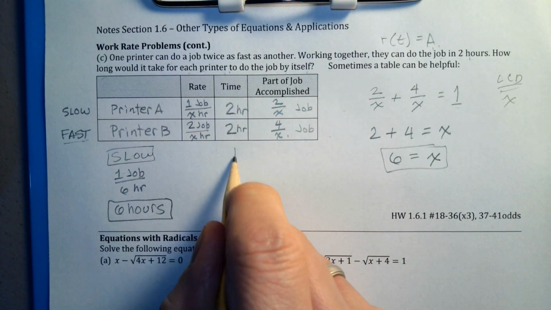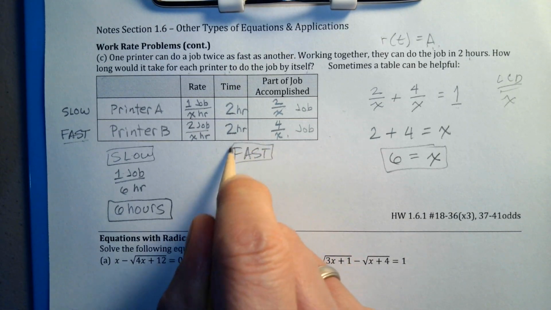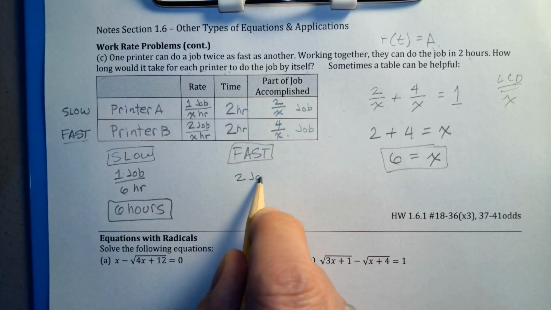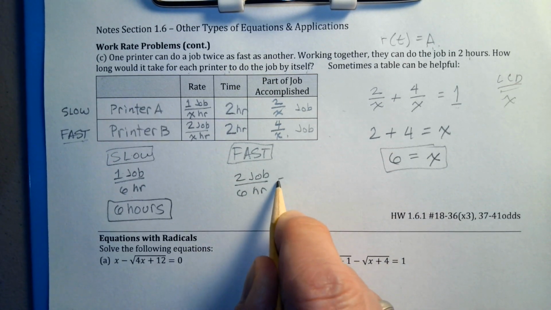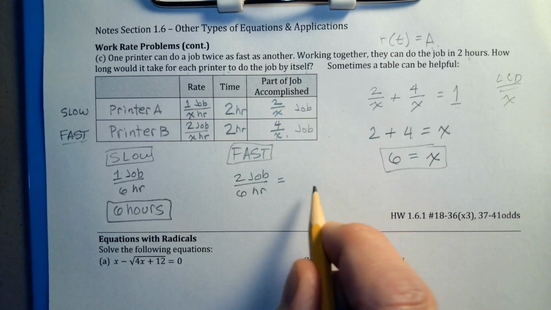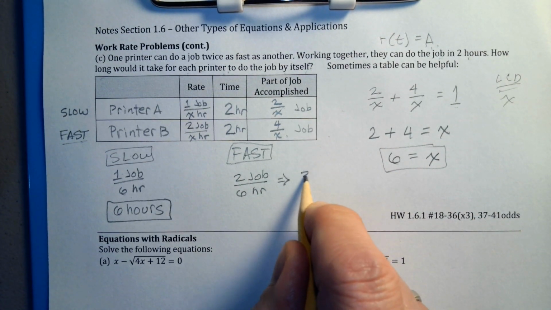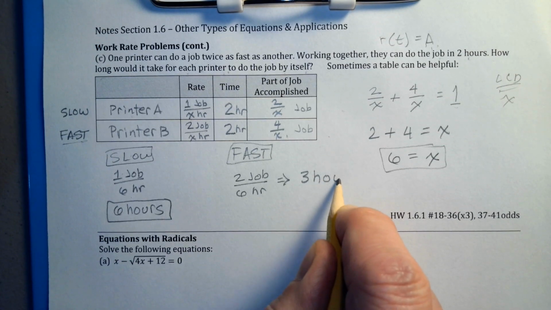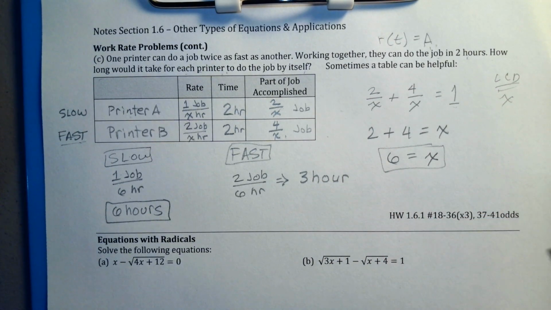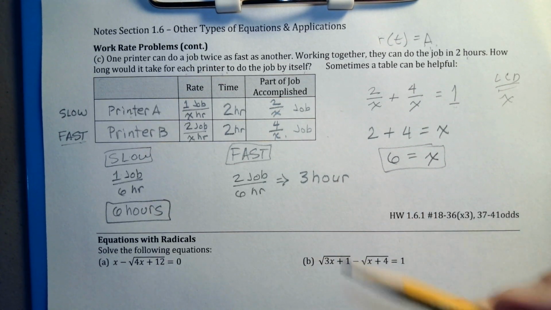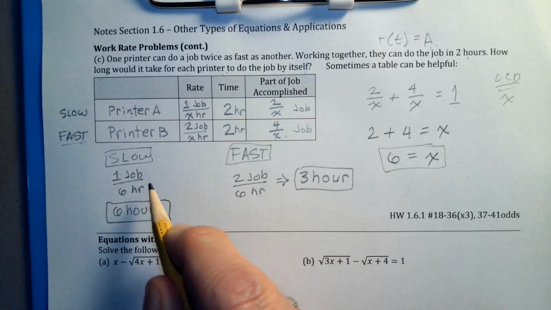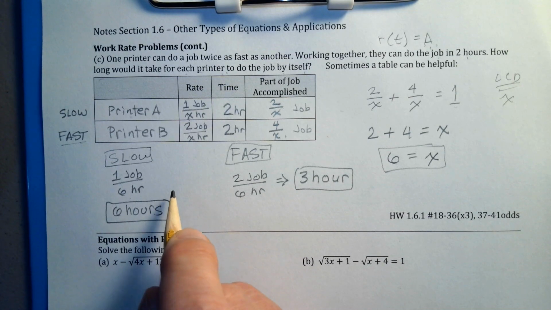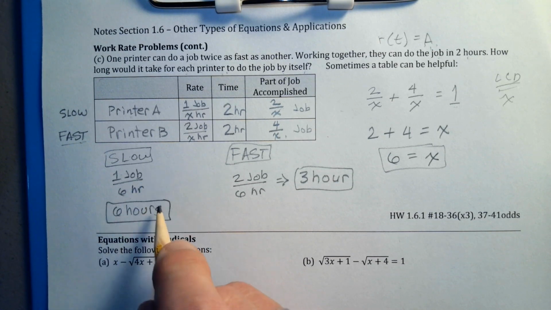And then the faster printer, it is 2 jobs in, again, 6 hours. And so I think you can see that that would result in taking 3 hours per job, right? And really we want to think about how much time per job, so we've just flipped this and reduced it. We flipped this and said how many hours per job, because that's what they're asking. So it's still a rate, but it's the hours per job rather than jobs per hour.